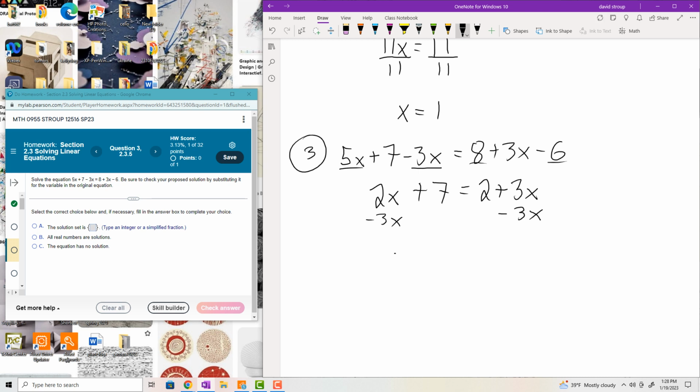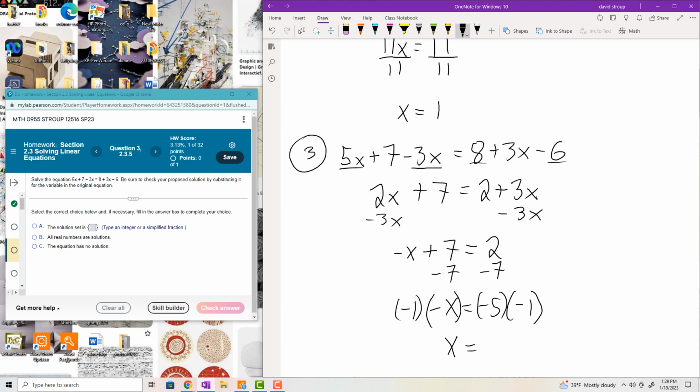2x minus 3x is negative 1x, so I'll just write negative x. Bring down the 7, and on the right side I have a 2. Then I'm going to subtract 7 from both sides, and I have negative x equals negative 5. Lastly, you need x equals something, right? When there's a negative in front of the variable, you multiply both sides by negative 1. Negative times negative gives you positive x, and on the right, negative 5 times negative 1 is just positive 5.